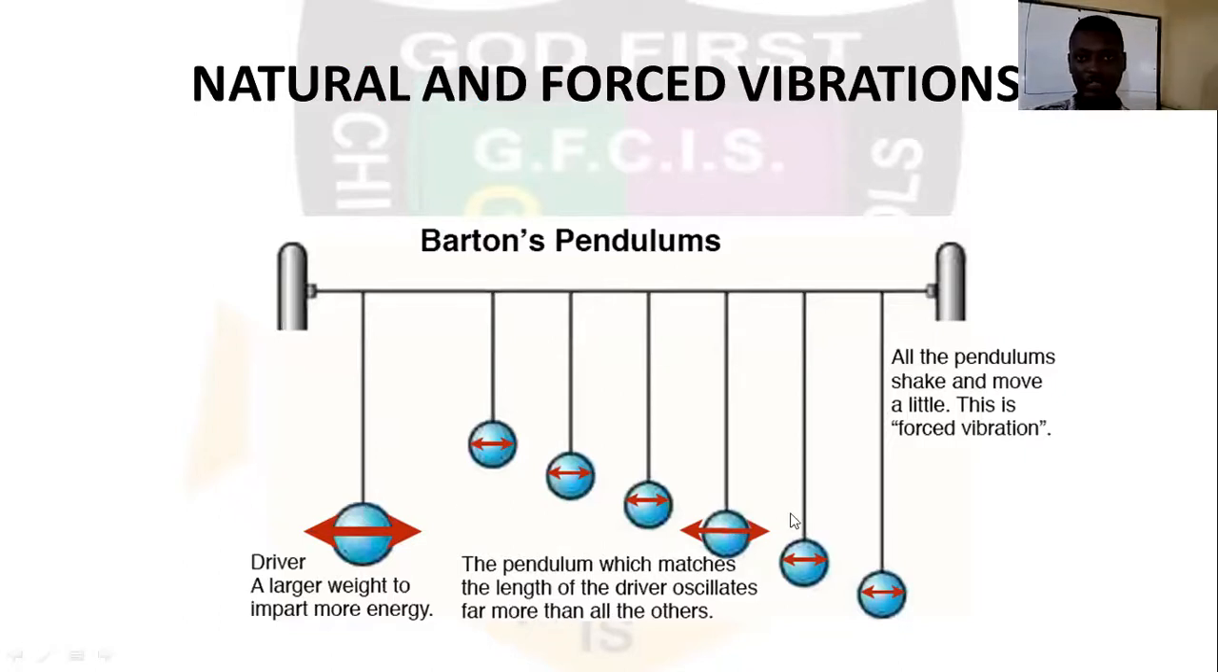So this one hits this and sets it into what? Vibration. And this one begins to vibrate at natural frequency. So all the pendulums shake and move a little. This is called forced vibration. This one has made every other one vibrate. And when they are vibrating at what? Forced frequency.